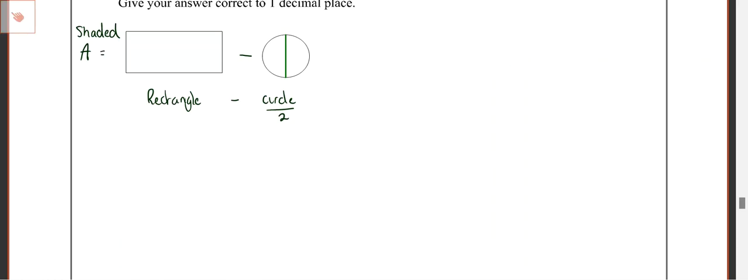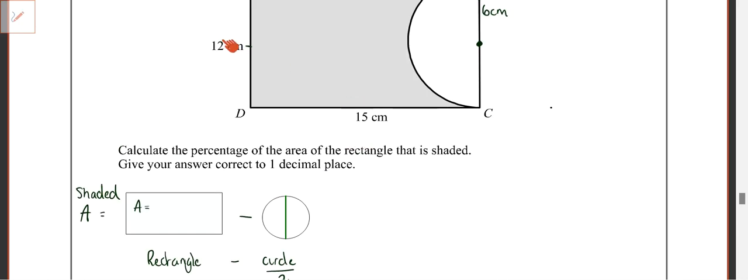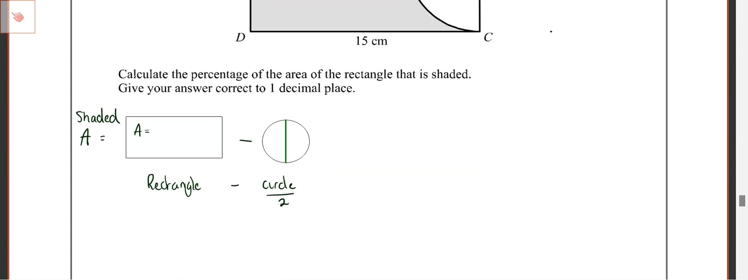You were asking a question? Divide what? The whole answer? No. Which bit needs to be divided by 2? That was the thing that we did before, wasn't it? So have we got the area of the rectangle? Did you work it out? It's just 15 times 12. Length times width, 15 times 12. What do you get as the area of the rectangle? 180.